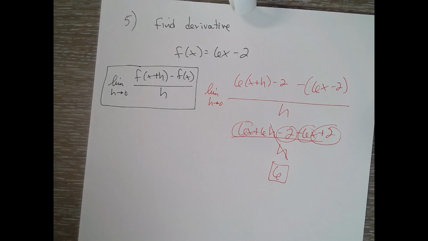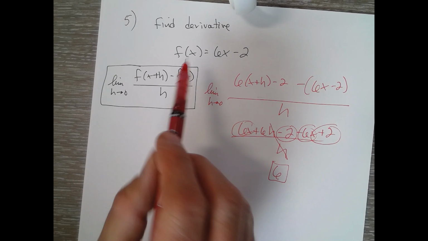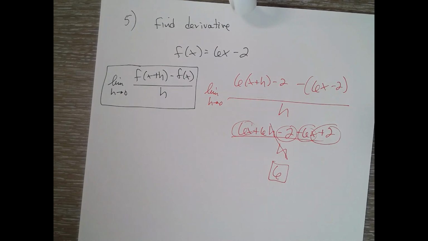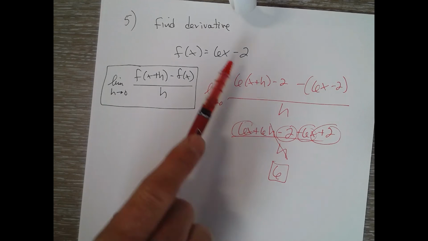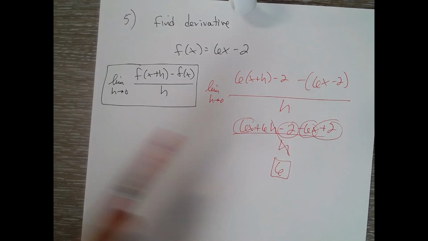If I asked you in 9th grade what's the slope of that line, you'd say 6. We somehow proved it with a bunch of calculus to say something we already knew. The slope of that is 6, no matter what. There's no x in it. It's always going to be 6. Questions?